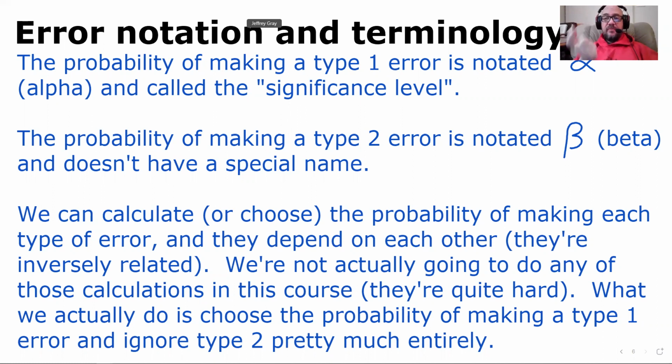Beta doesn't have a special name because we don't care about beta. I know that sounds strange. You might think type 1 error, type 2 error, one's a false positive, one's a false negative. Both are bad in their own ways. How come one is so much more important than the other? I will tell you in the p-value video why one is so much more important than the other.